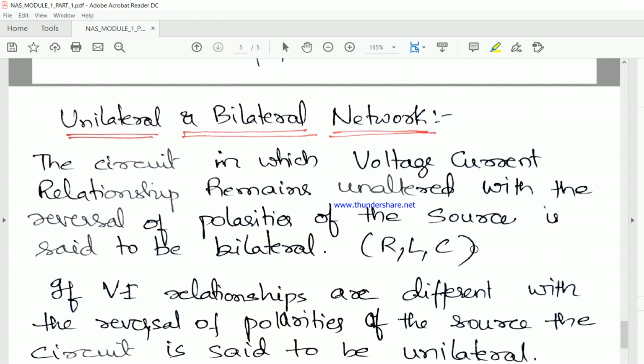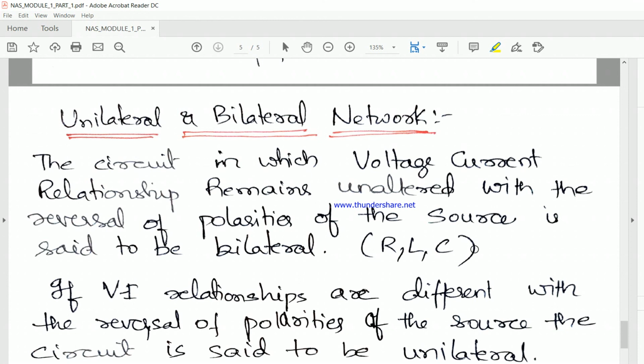That such type of network is called a bilateral network, whereas unilateral relationships are different. On reversing the polarities of the source, the circuit is said to be unilateral. Now, when you have biasing circuits using transistors in future, I hope, for your level of knowledge, I should not speak about biasing elements and all.